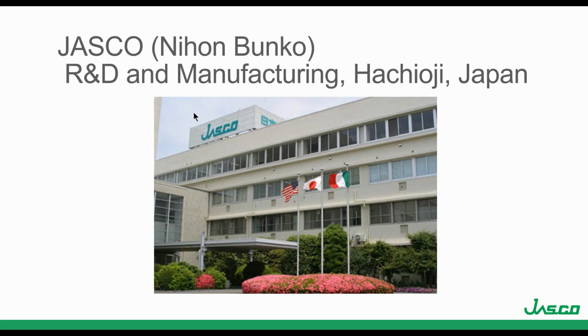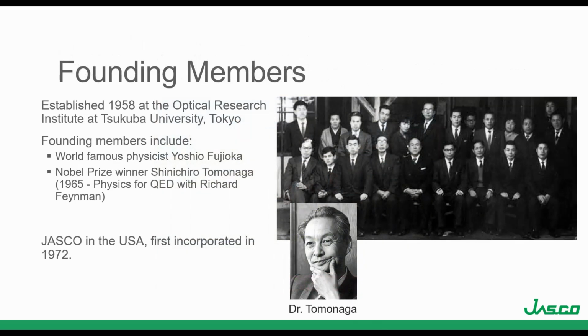First, just a few words about JASCO. JASCO is the Japanese spectroscopy company, also known in Japan as Nihon Bunko. The R&D and manufacturing facilities are in Hachioji, Japan. And their founders are the physicists Yoshio Fujioka and Shinichiro Tomonaga, who shared the Nobel Prize in Physics in 1975 with Dr. Richard Feynman in quantum electrodynamics. JASCO was established in the United States in 1972. And we are located in Eastern Maryland.